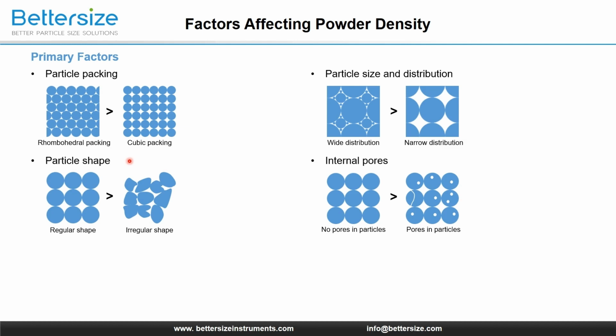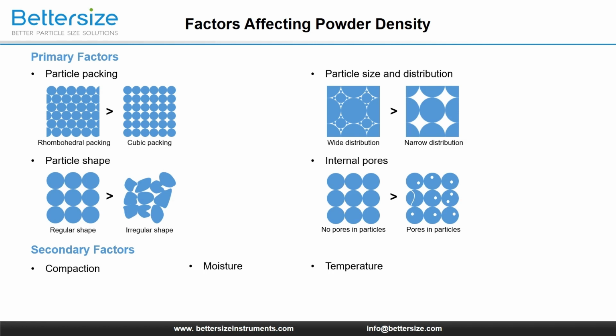Particle shape. Irregularly shaped particles can have more voids between them, leading to a lower powder density. Internal pores. Pores within the particles can create voids in powders, leading to a lower density. In addition, compaction, moisture, and temperature as secondary factors should be taken into account. It is these factors that make the determination of powder density complex.